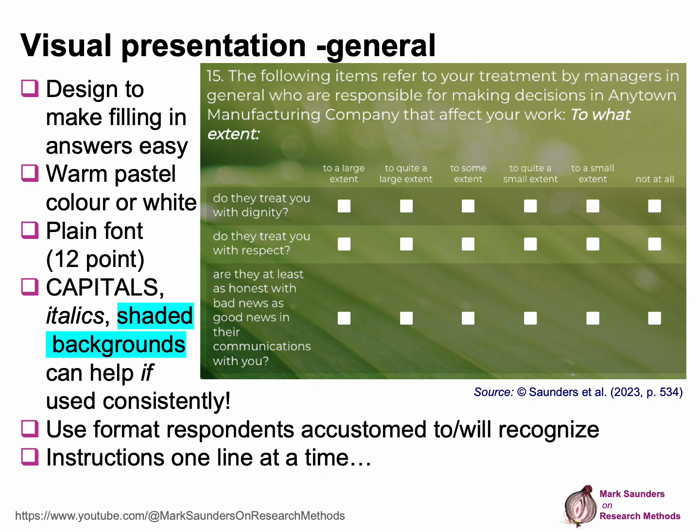And when we give the instructions, it's useful to give them one line at a time. So here on this one, the instruction is the following items refer to your treatment by managers in general who are responsible for making decisions in any town manufacturing company that affect your work. To what extent? And it would help really if the "to what extent" was on a separate line.